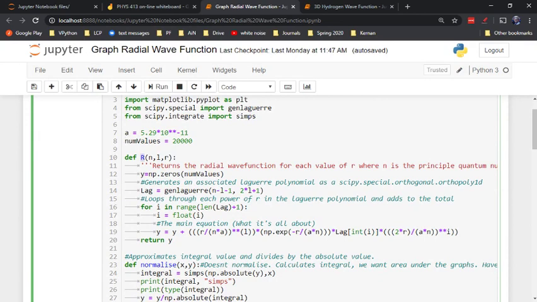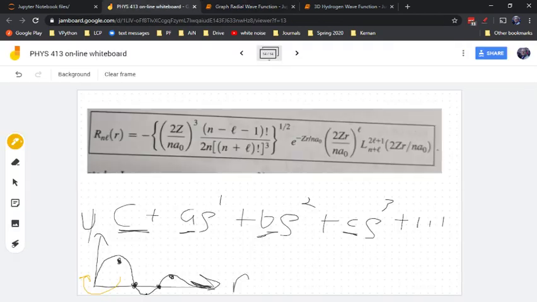When you come down here, this is the radial wave function R. So R here, I should have added this earlier, but R is going to have a label in terms of n and l. So n here is your energy level.